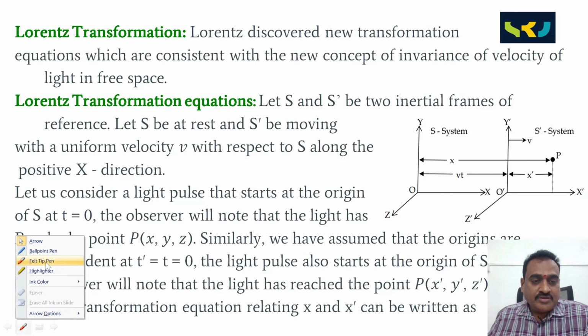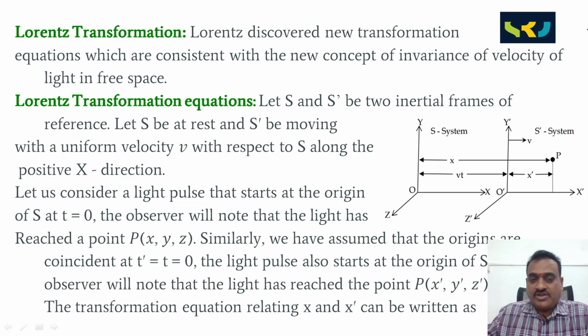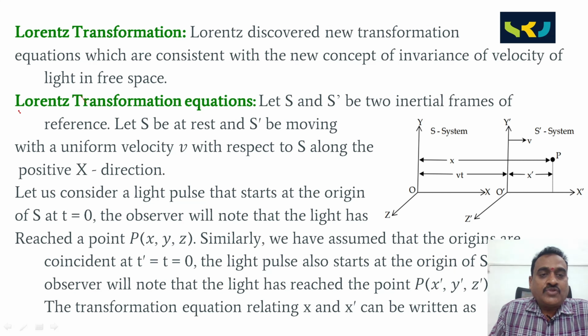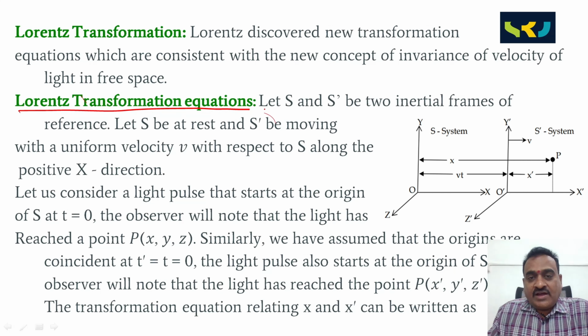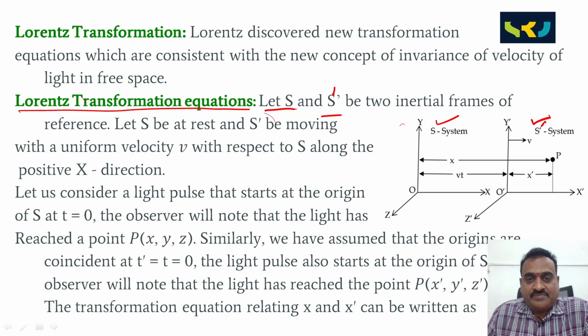So, I am giving the pen option, you see here. This is the Lorentz transformation equations. Let S and S dash be inertial frames of reference. S is a system, and S dash is also a system, so two systems, that is, two inertial frames of reference.